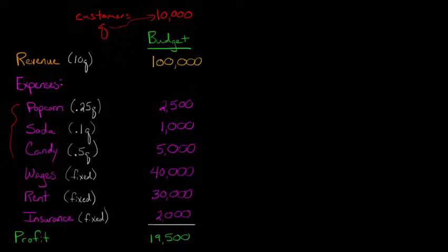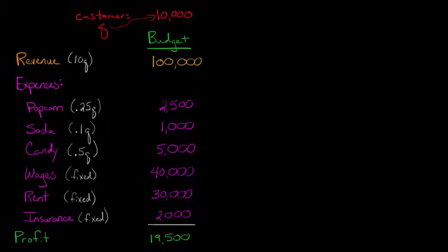Let me just back up. With 10,000 as our Q right here, we're going to multiply that by 0.25, see that formula, to get 2,500 as our budgeted expense for popcorn. Likewise with soda, we take 0.1 times Q, which is 10,000 times 0.1, and that gives us 1,000 for soda. And then we have 0.5Q. So 0.5 times 10,000 gives us 5,000 for candy.